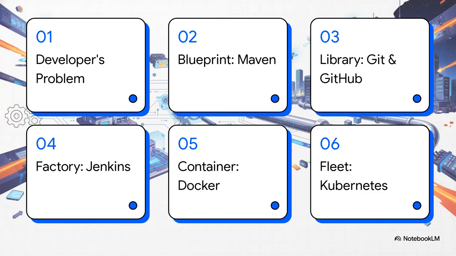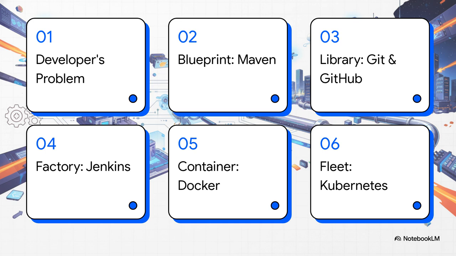Here's the plan for our trip. We're going to see how the blueprint for our project gets made with a tool called Maven, then how it's stored in a shared library using Git and GitHub. We'll meet the factory foreman, Jenkins, who runs the whole show. After that, we'll see how everything gets packaged up into a universal shipping container with Docker. And finally, how we manage a whole global fleet of these containers with Kubernetes.